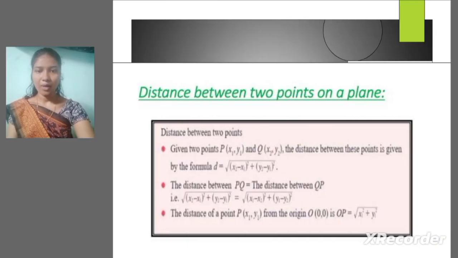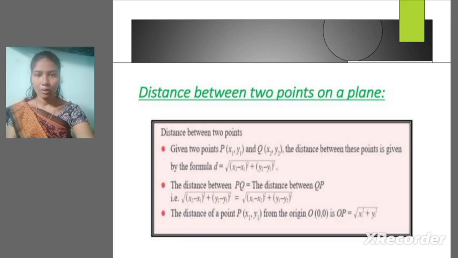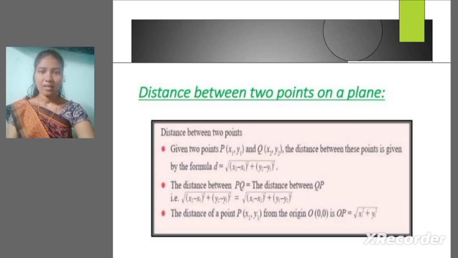Given a point P(x1, y1) and Q(x2, y2), the distance between the points is given by the formula d equals root of (x1 minus x2) the whole square plus (y1 minus y2) the whole square. The distance PQ equals the distance QP, that is root of (x1 minus x2) the whole square plus (y1 minus y2) the whole square. The distance of a point P(x1, y1) from the origin O(0, 0) is OP equals root of x1 square plus y1 square.